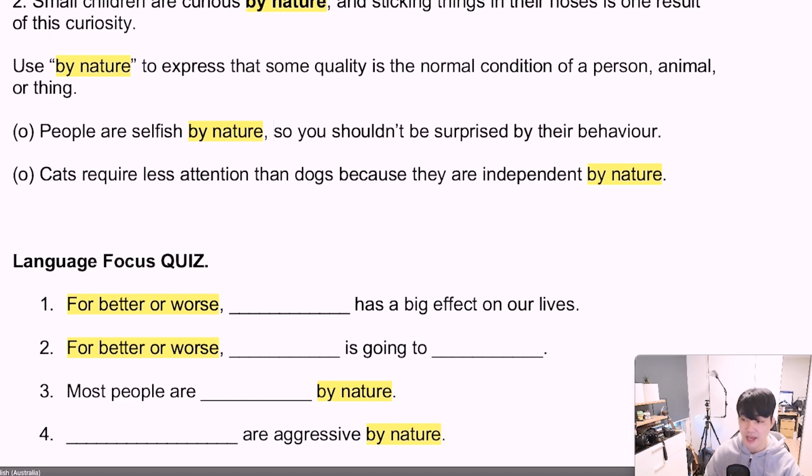Or cats require less attention than dogs because they are independent by nature.